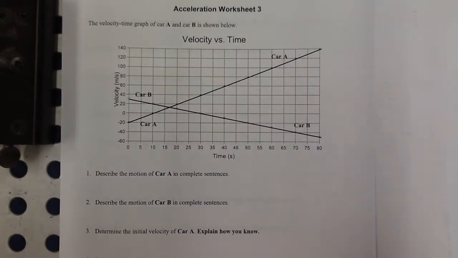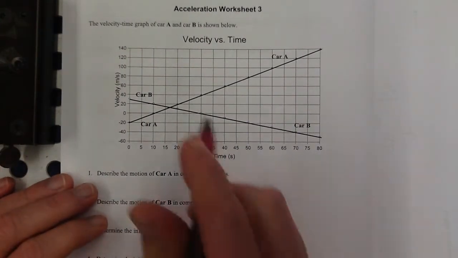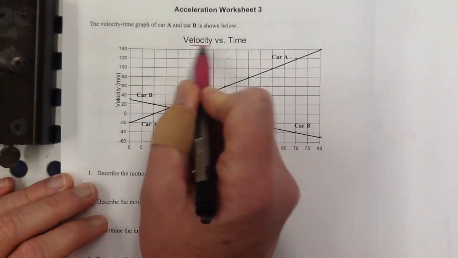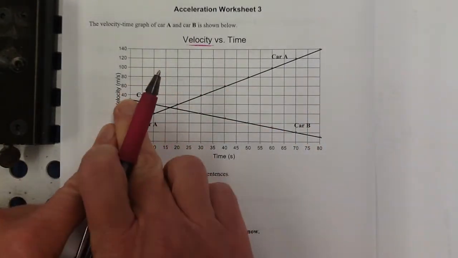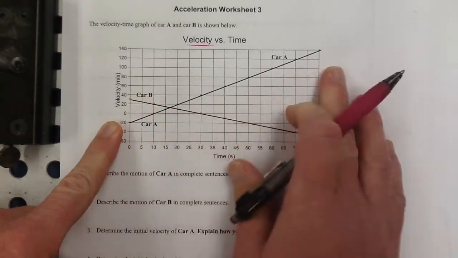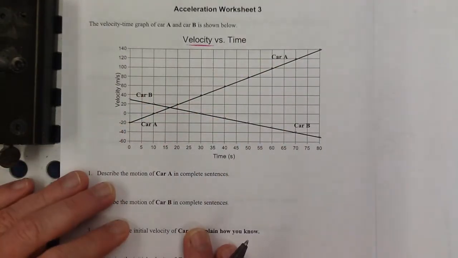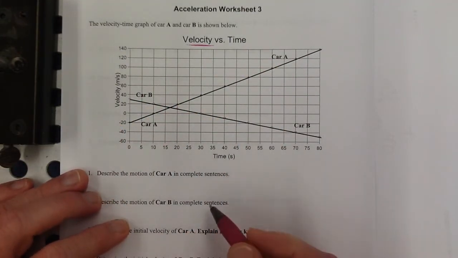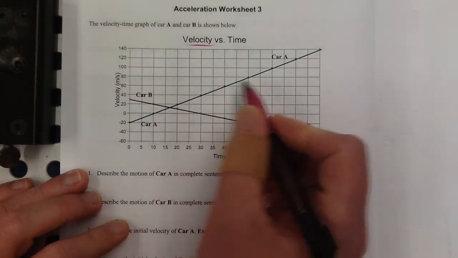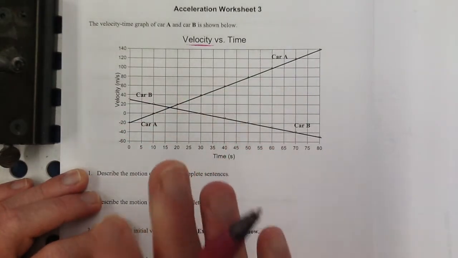Alright, let's do some physics here. Think about acceleration. This is a velocity versus time graph. It tells us how fast car A and car B were going at different times. Notably, this does not tell us anything about position.